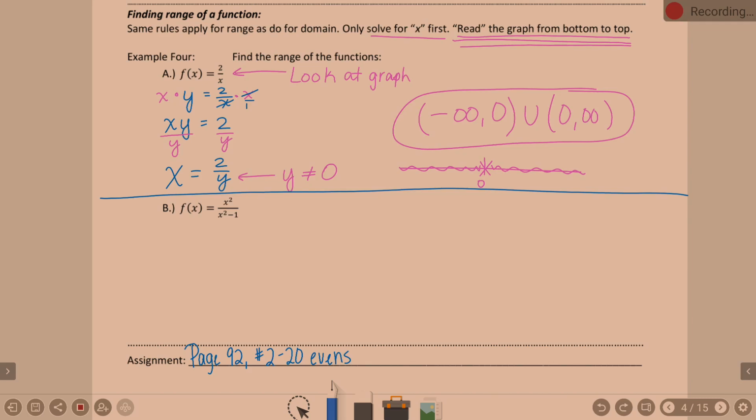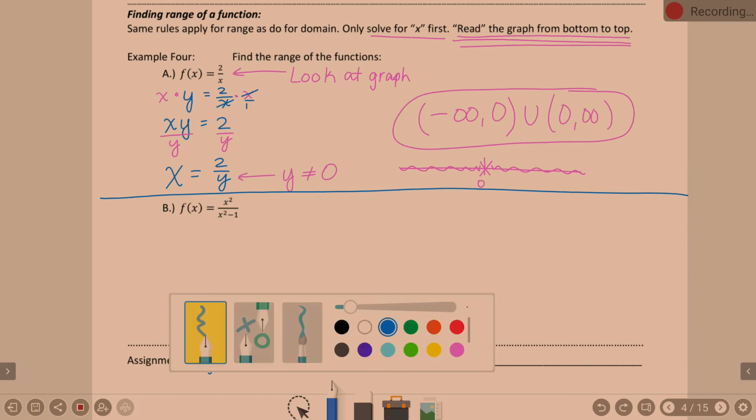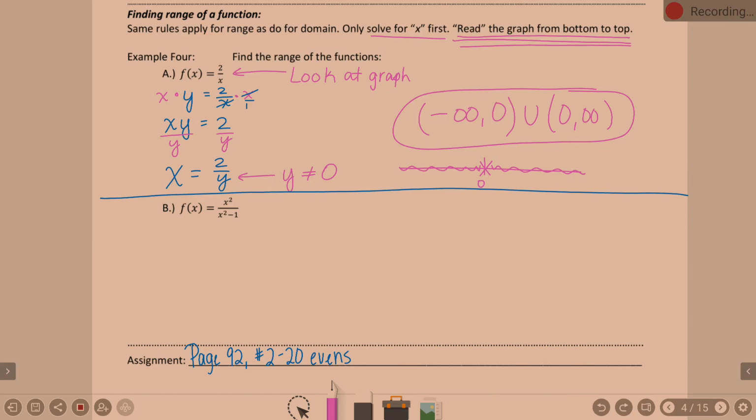Now, as we look at this last one, f of x equals x squared over x squared minus 1. My first suggestion earlier was, okay, let's try solving for x. When I tried that, it was easy to solve for x. How do you feel about solving this one for x? It's not going to be easy at all, is it? When I see an equation like this, I'm like, oh, that's going to be kind of nasty to solve for x. We're just going to go straight to the graph.